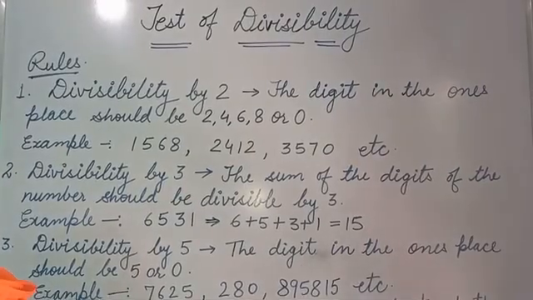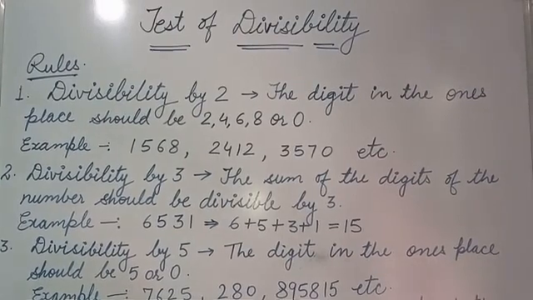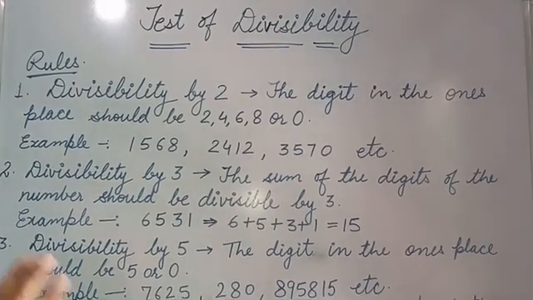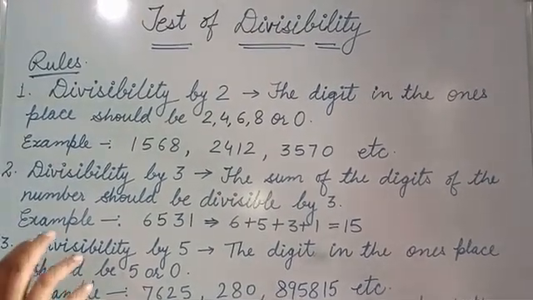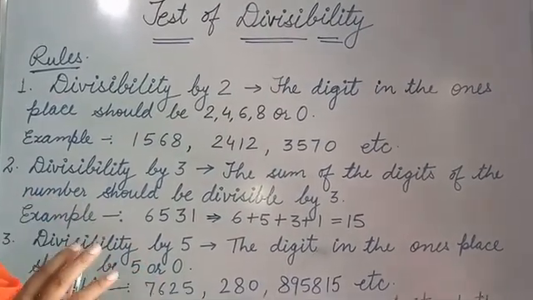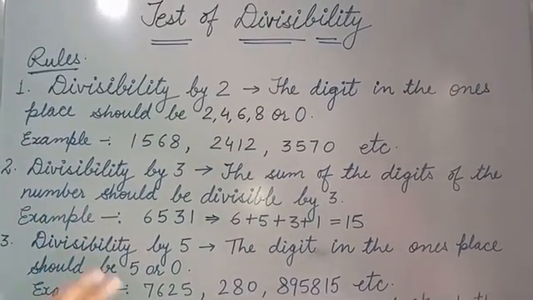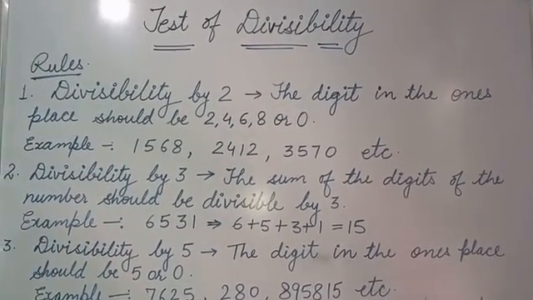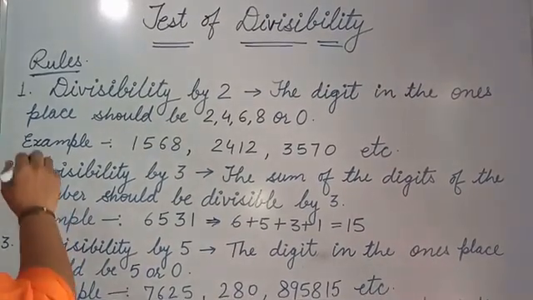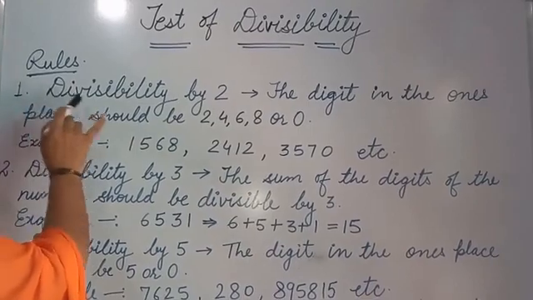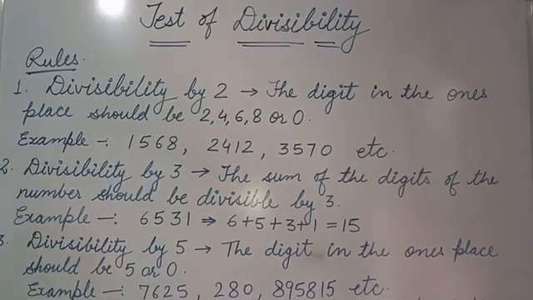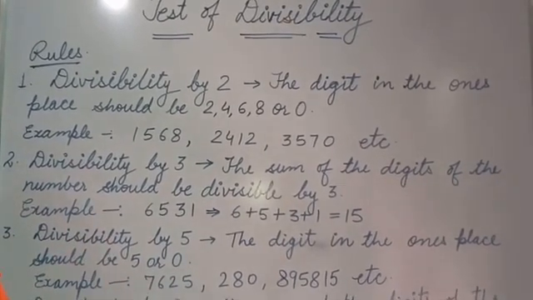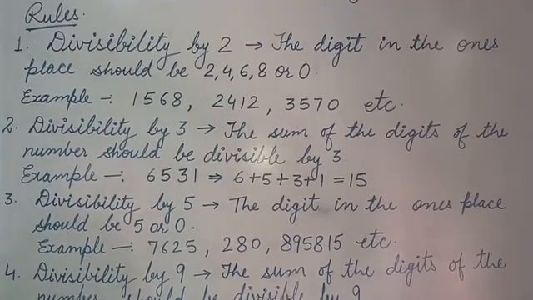Now, tests of divisibility. Why do we require a test of divisibility? By the divisibility test we can find out whether a number is a factor or not without actually dividing. If there is a big number and we divide it, that will take a lot of time. So without wasting time, we can directly tell whether it is a factor or not. The first rule is divisibility by 2. How can we find out whether 2 is a factor of the given number or not?